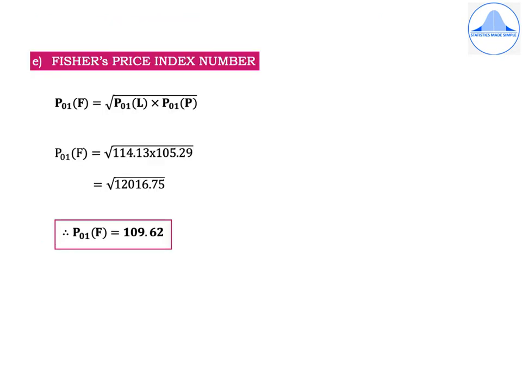Fisher's price index number P01 of F is equal to root of P01 of L into P01 of P, which is equal to root of 114.13 into 105.29, which is equal to root of 12,016.75, or P01 of F is equal to 109.62.